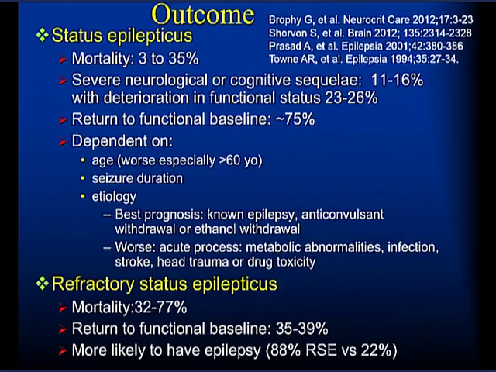The outcome with status epilepticus is a mortality of 3 to 35%. You can have severe neurologic sequelae after that, but some will return to functional baseline. It depends on their age, so the younger they are, the better, the shorter their seizures, and then the etiology. If they have known epilepsy, anticonvulsant withdrawal, or alcohol, obviously they're going to have a better outcome than those that have a metabolic abnormality, someone with an infection, or an anatomical abnormality like a stroke or head trauma.